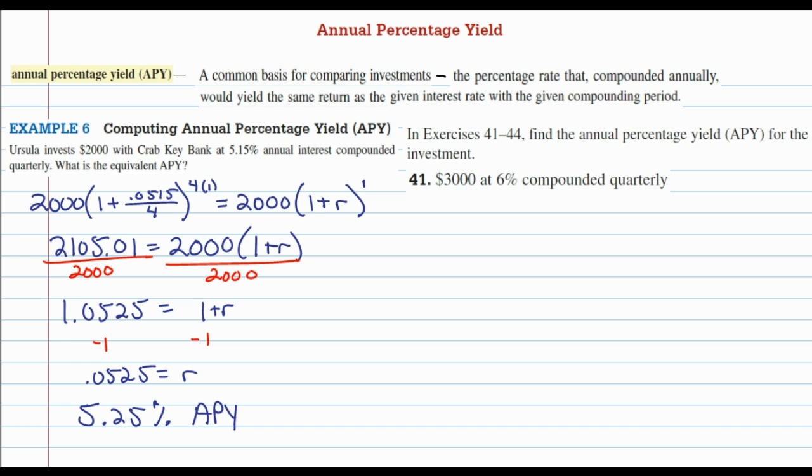The Now Try problem number 41 asks us to find the annual percentage yield, or APY, for the investment: $3,000 at 6% compounded quarterly. So this person is going to take $3,000, invest it in an account at 6% interest compounded quarterly for 1 year, and we want to find out if that same $3,000 was invested in a very simple account that just compounded once a year, what interest rate over the whole year, how much more money will this person have in their account?